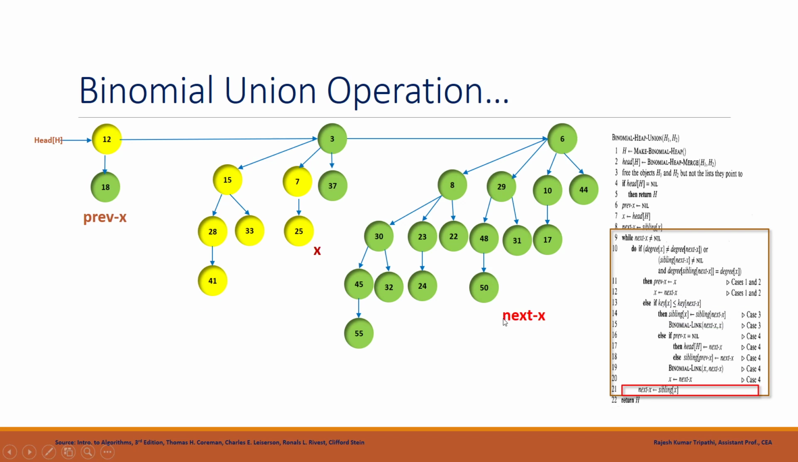After that we will reach here. So this will become as a next x. This will remain as a x. And again you come back here. Next x not equal to nil. So here next x is nil because after 6 there is nothing, no element. So now we will stop the process and we have completed the binomial union operation with the help of the algorithm.